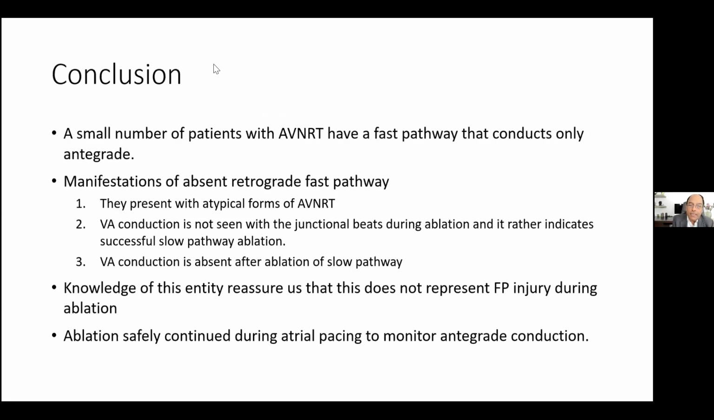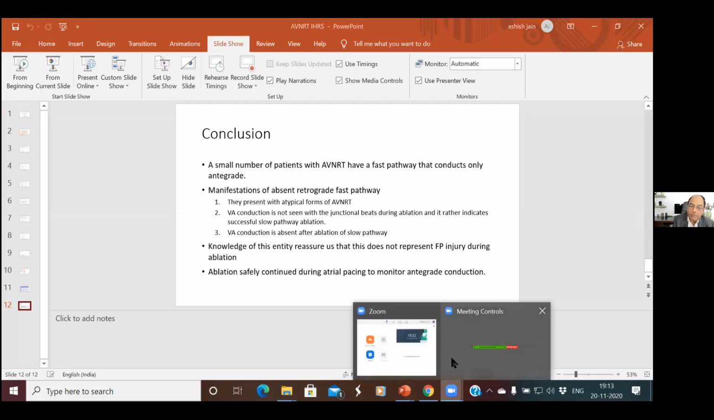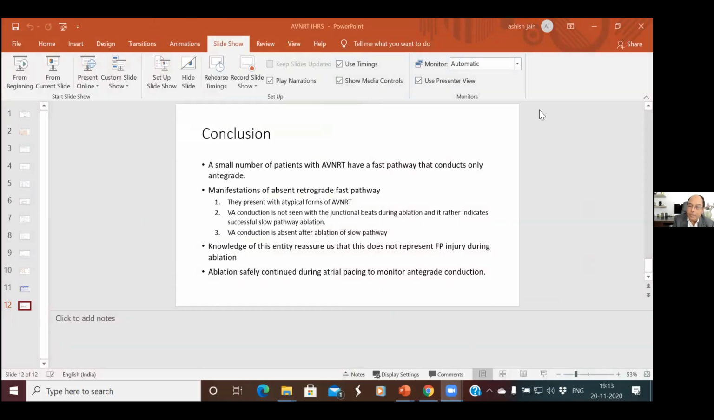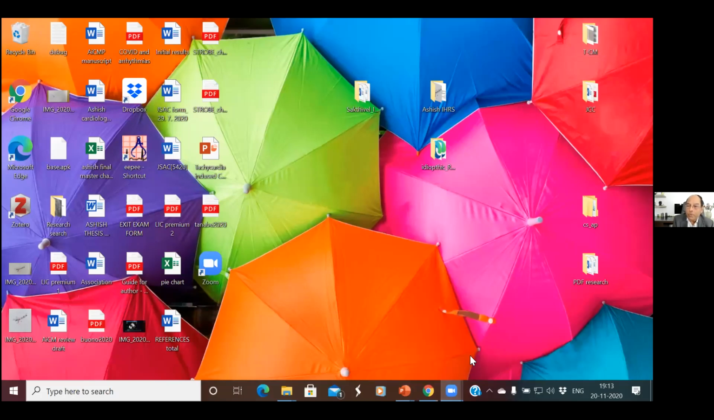Is there any data on the absence of fast pathway in the general population, without AVNRT? Because in this case, when you did the initial ventricular pacing and the VA interval was rather long, that itself signified that the fast pathway is not present retrogradely. It was conducting over the slow pathway only. When you do V pacing, typically if the fast pathway is present, the VA interval will be short. But in this case, it was long. So is there any data on the absence of fast pathway in the normal population without AVNRT?